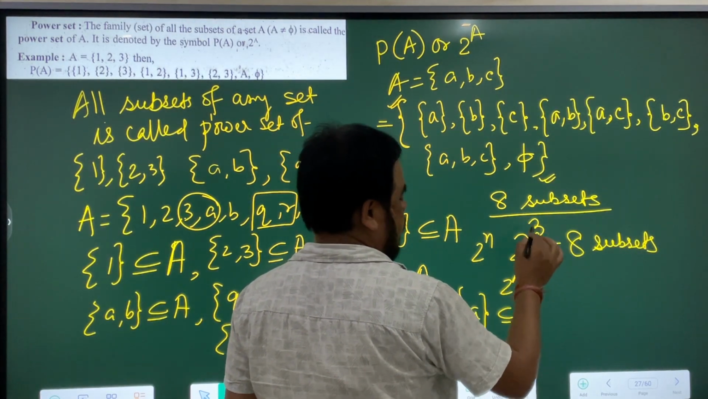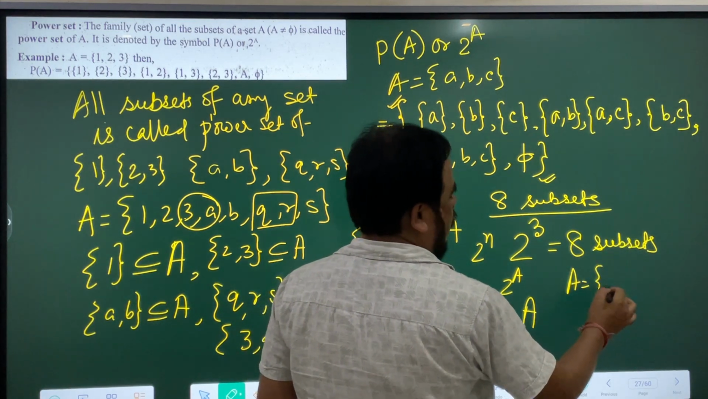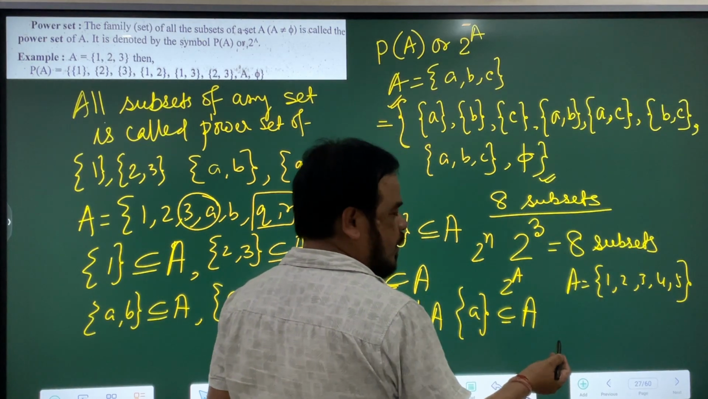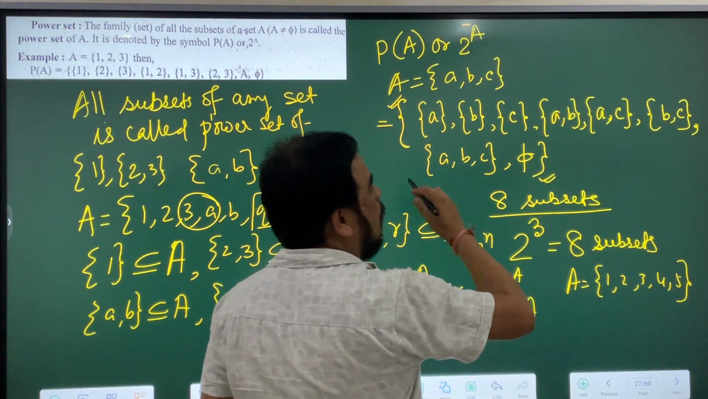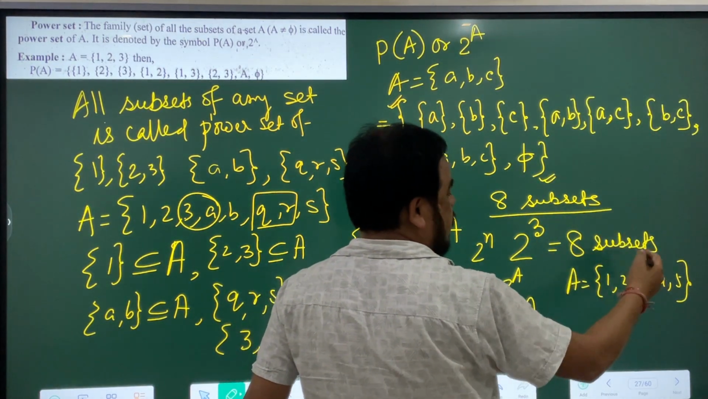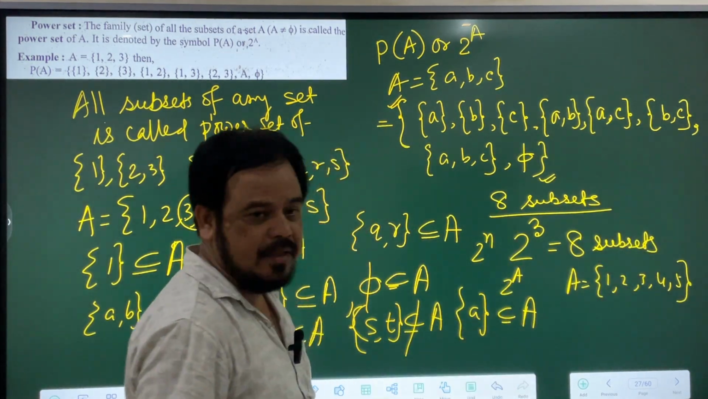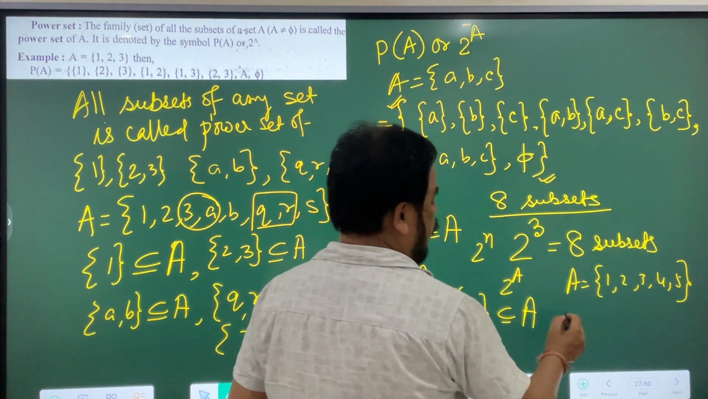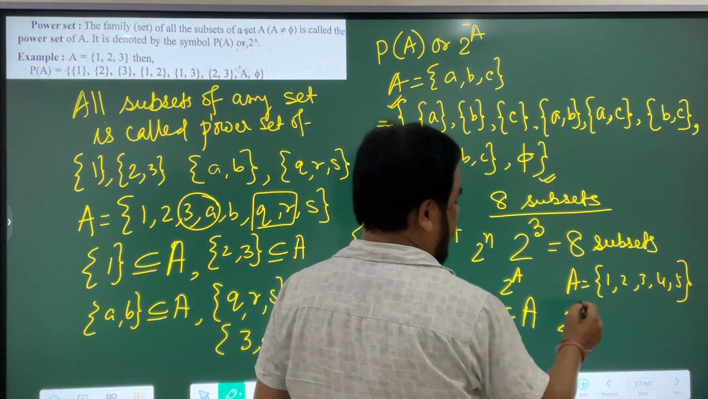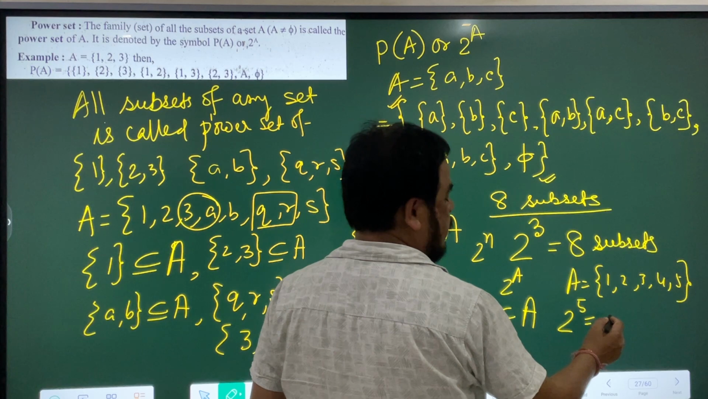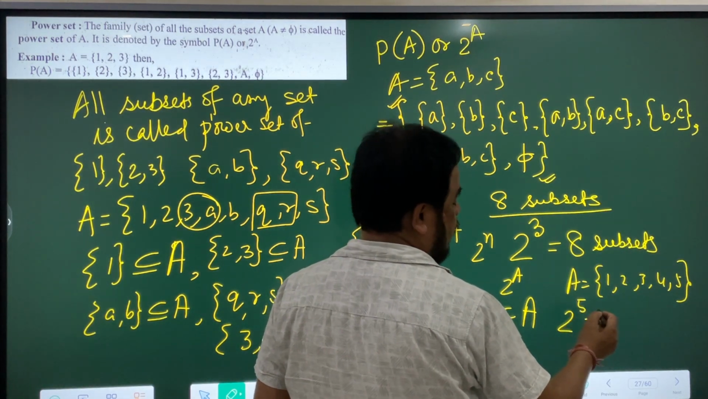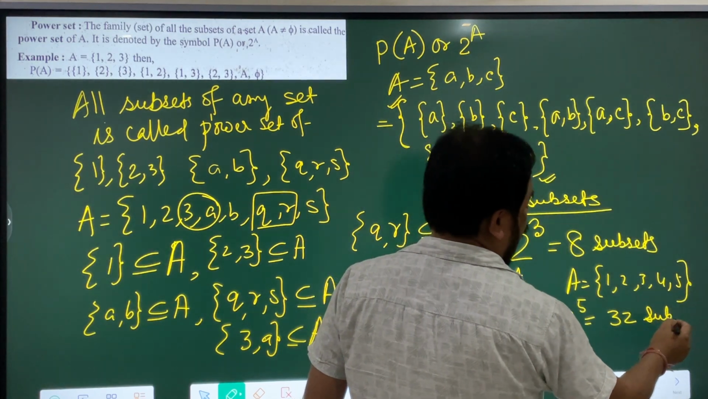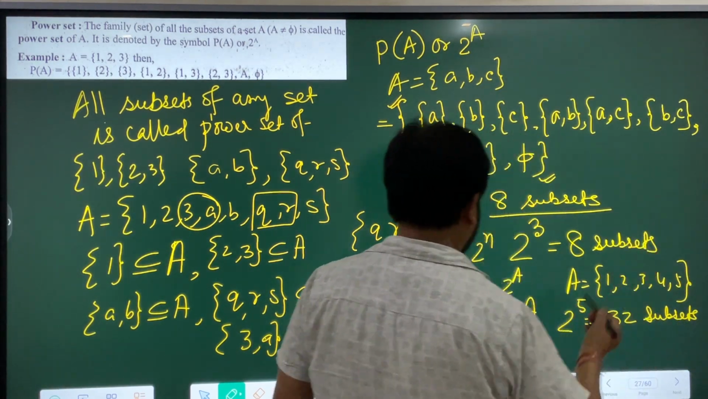Suppose A is equal to 1, 2, 3, 4, 5. So how many subsets will we get? It will be a very big number. If we go on writing, it will take time and so much space also. So we will use 2 to the power 5, as 5 elements are there. 2 to the power 4 is 16, and 16 times 2 is 32. So we will get 32 subsets.